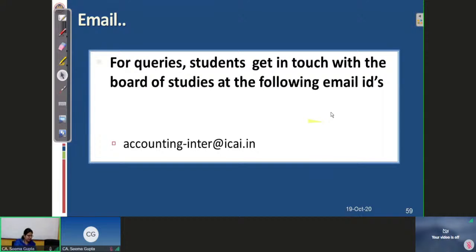So with this, I would like to end the session. But one last thing, which is the most crucial thing I would like to say to you, is that accounting constitutes a very significant area of core competence of chartered accountancy students. It is a very important subject. So please give due weightage to this subject, and all the chapters of this paper are equally important.